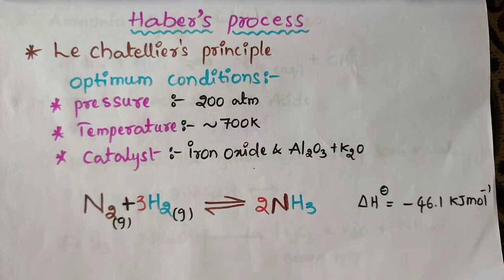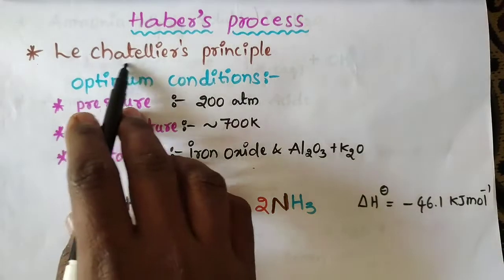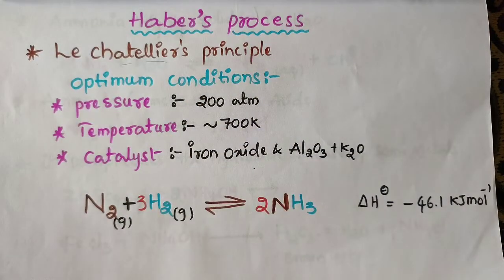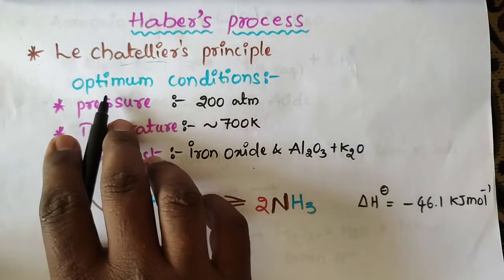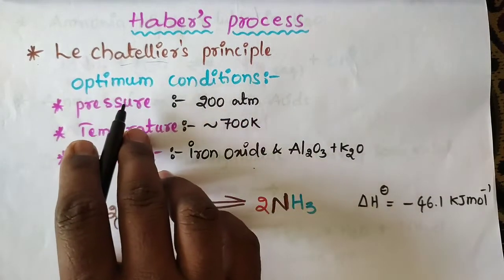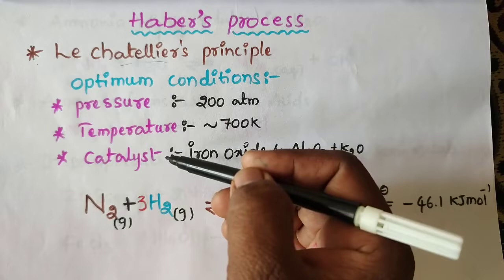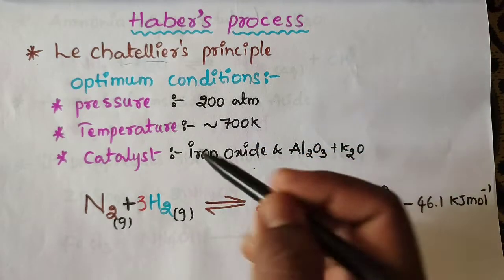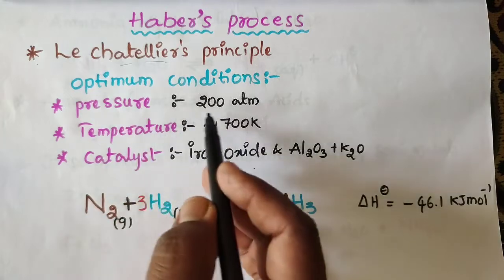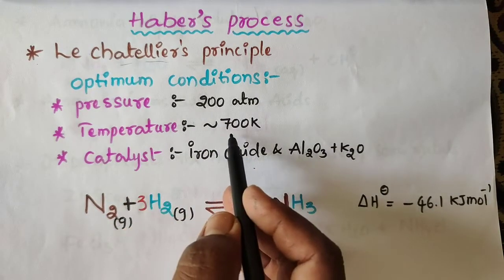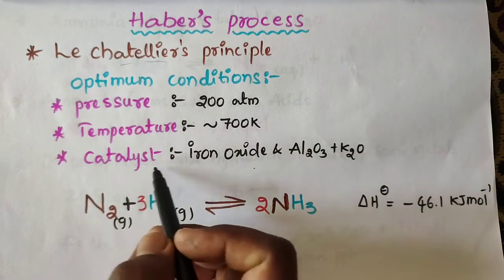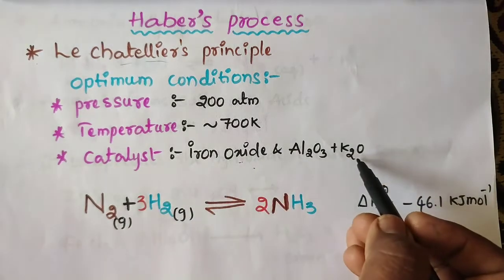Now a large quantity of ammonia is prepared by the Haber process, following Le Chatelier's principle. As per Le Chatelier's principle, ammonia is prepared under certain optimum conditions, where the reaction proceeds from reactant to product formation. A high amount of product is prepared by following these conditions. The pressure is 200 atmospheres, temperature is approximately 700 Kelvin, catalyst is iron oxide with small Al2O3 plus K2O.